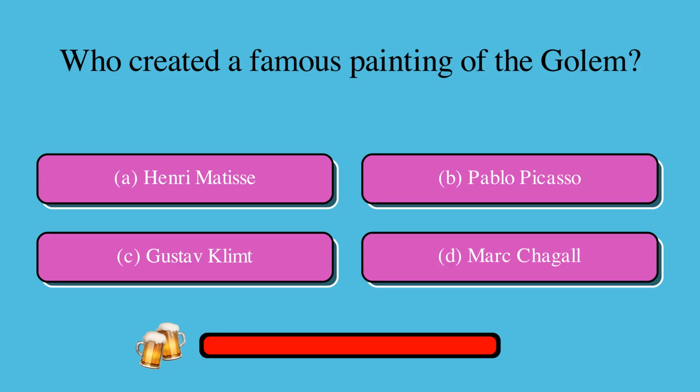Who created a famous painting of the golem? Is it A, Henri Matisse, B, Pablo Picasso, C, Gustav Klimt, or D, Marc Chagall? The correct answer is D, Marc Chagall.